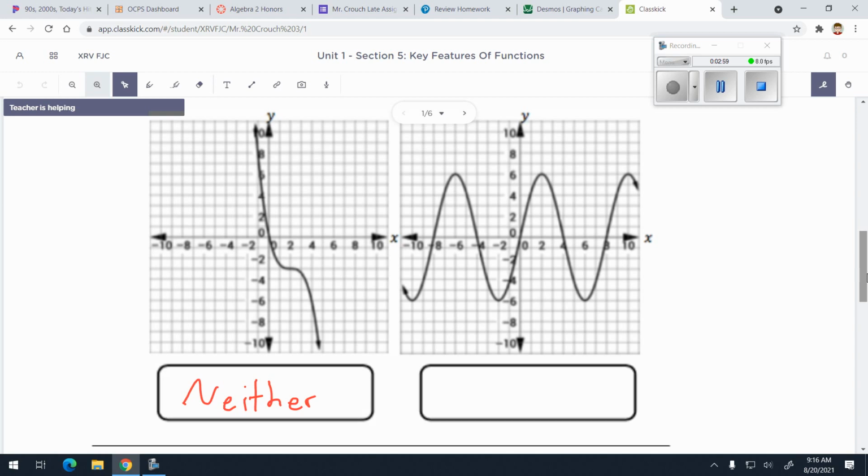And then the last one, what do you think it is? It goes through the origin. If you take this point, which is the minimum, and this point, which is the maximum, and connect them, you go through the origin. If you take this point and connect them, you also go through the origin, so it's odd.